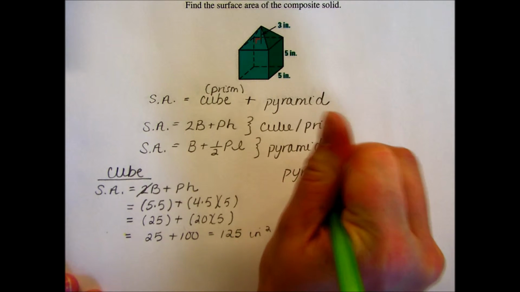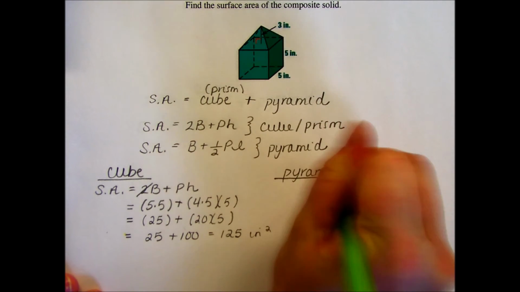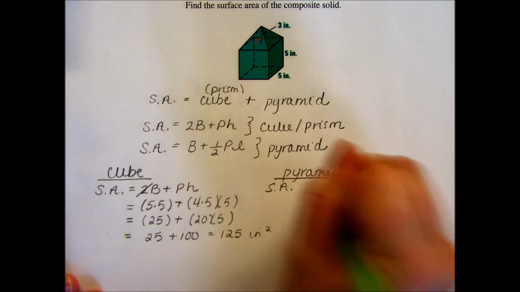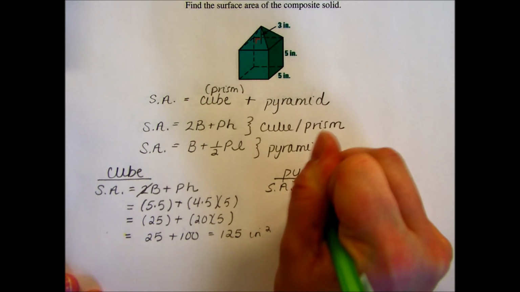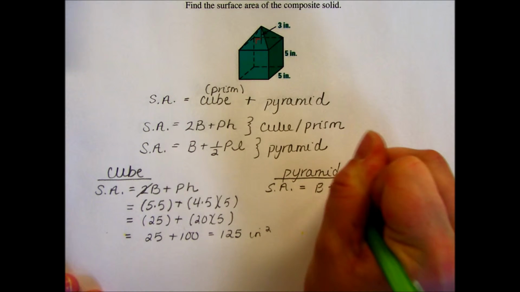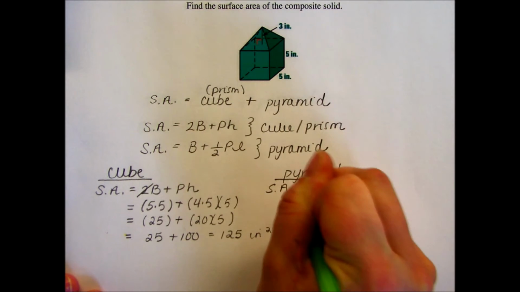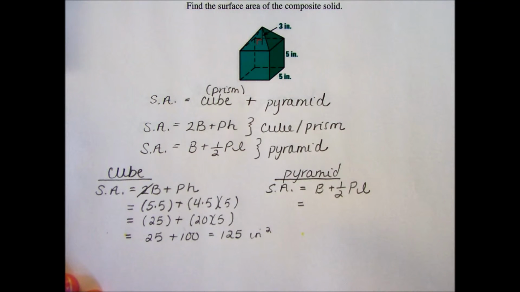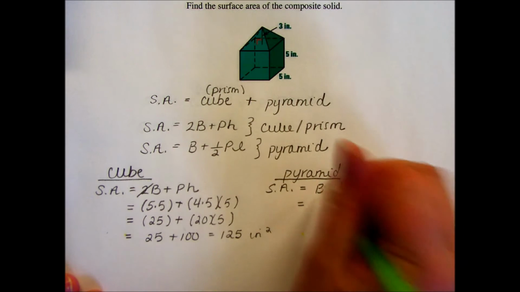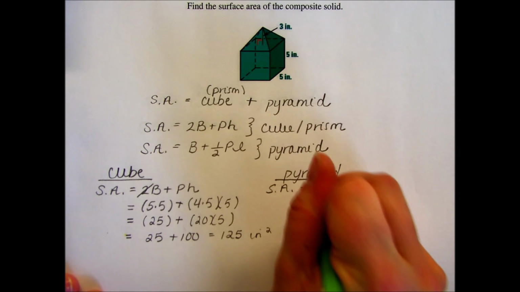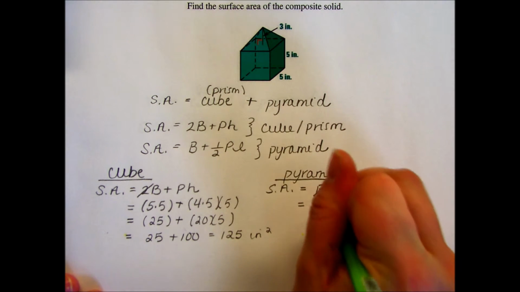Next up, we're going to look at the pyramid portion of the composite solid, and we're going to use our formula. Surface area equals capital B plus 1/2 times P times L, but again, consider where spray paint will touch. We do not have to include the base of the pyramid in this case, so we're going to cross that out of our formula, and we're only going to use 1/2 times perimeter times slant height.